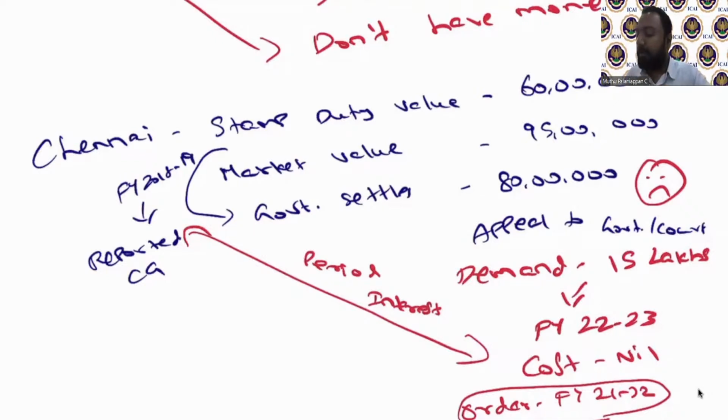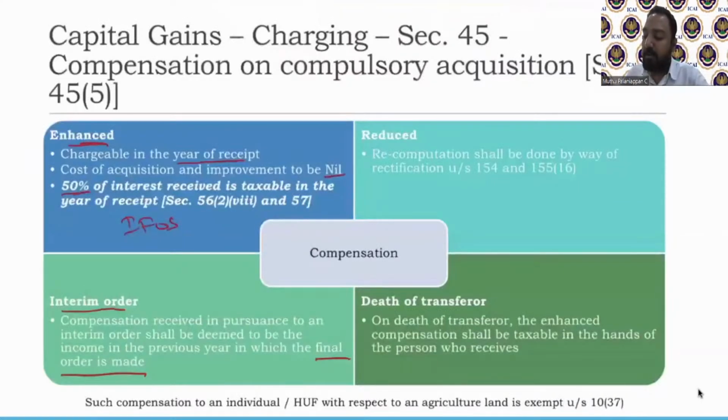So you can actually put it and tax it about. So that's what it is about. If a final order is made, and it is order based, you tax it in the year of the final order. If it is not an order, you tax it in the year of receipt. In case the person who was supposed to receive this enhanced compensation has passed away, it will be taxed in the hands of the person who receives it. We are not talking about legal heirs, nothing. The person who receives that money needs to pay tax on that. And recomputation shall be done by way of rectification.